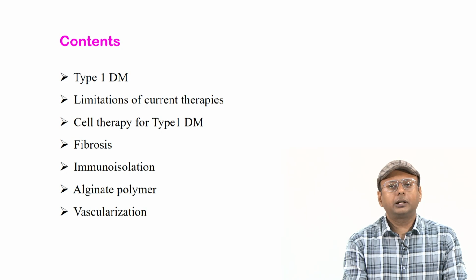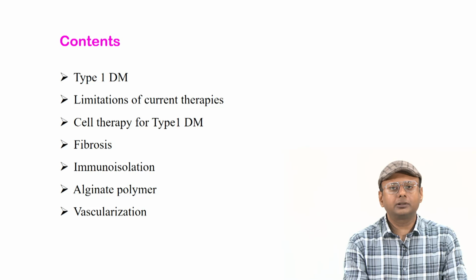We will discuss what glucose homeostasis is. We will see if any dysregulation happens in glucose homeostasis, how diabetes develops. Mostly we will focus on type 1 diabetes. Then we will briefly discuss different limitations of the current therapies. After that we will introduce cell based therapy, and discuss how cell based therapies can be used for type 1 diabetes.